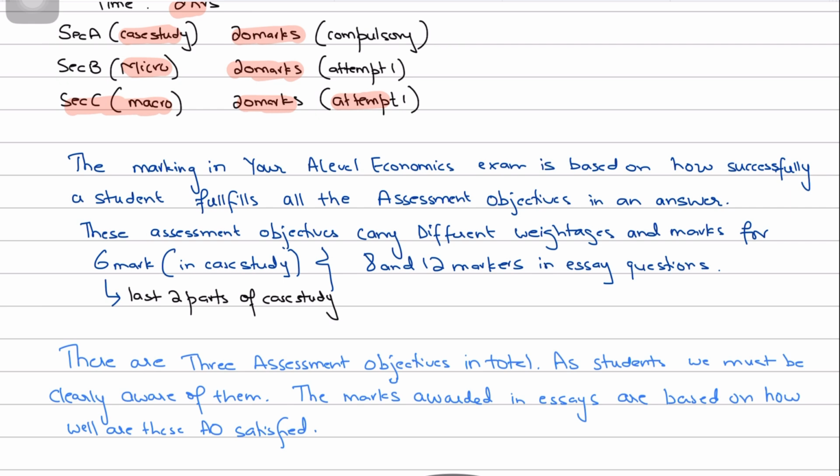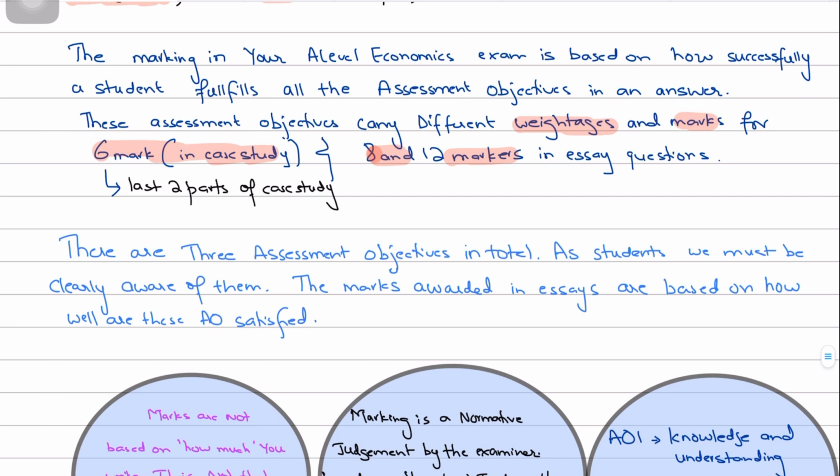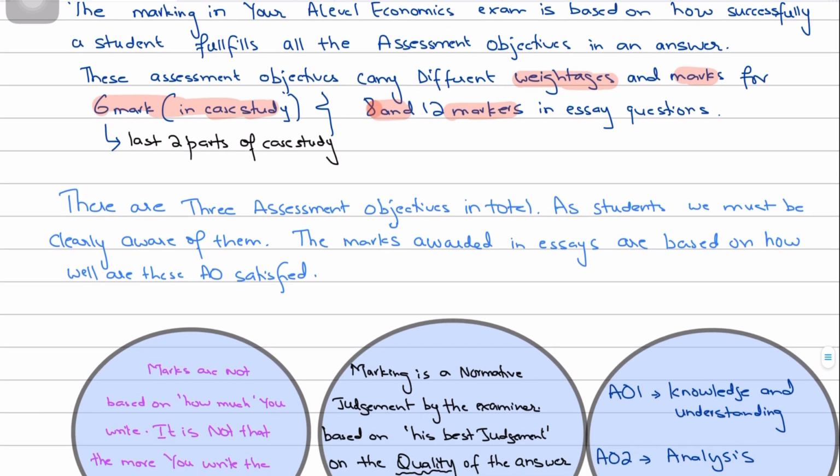And I am planning a series of multiple videos regarding your marking and paper patterns and assessment objectives as well. You need to understand that these assessment objectives carry different weightages and different marks. For example, in a 6-mark case study question, because the last 2 questions in a case study will be for 6 marks, and they also carry different weightages in section B and C for 8 and 12 marker essay questions as well. And there are 3 assessment objectives in total that you need to be aware of.